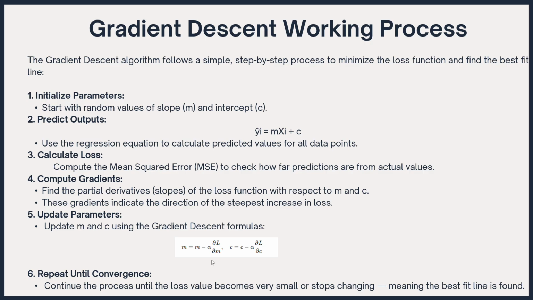M = M - alpha × ∂L/∂M, where M is the slope, and C = C - alpha × ∂L/∂C, where C is the intercept. Repeat this process until the loss becomes minimum or stops changing. At this stage we find our final best fit line.